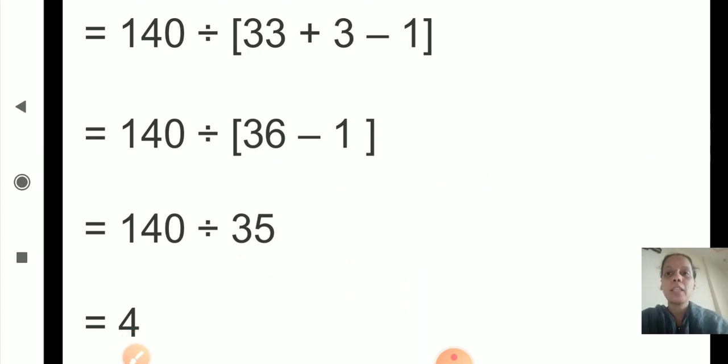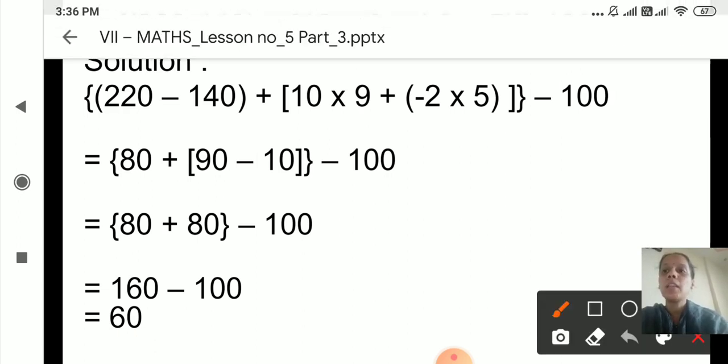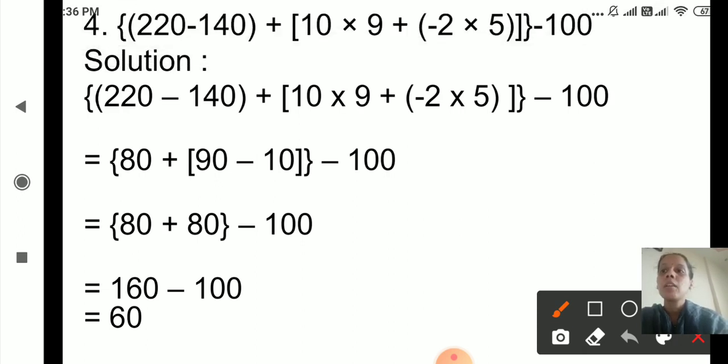Now we'll move to the next sum. Yes, fourth sum, 220. As you can see, a curly bracket is given. Now 220 minus 140 plus 10 multiplied by 9. See here, so many brackets are given. 220 minus 140, 10 multiplied by 9 plus minus 2 multiplied by 5, and minus 100 outside, that we will do later. Okay, what is given outside, that we will do at last. Once we solve the whole bracket, then only we can do minus 100 afterwards at last. Now we'll start solving.